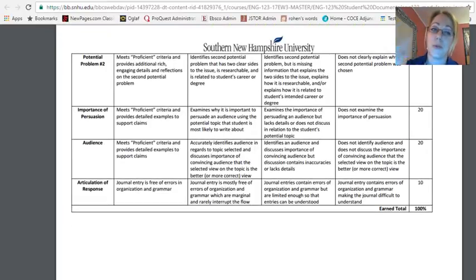Remember, we want to have 2 problems, so let's look at potential problem 2. Same deal, give us that second potential problem. What are the 2 clear sides? Is it researchable? Is it related to your career or degree?